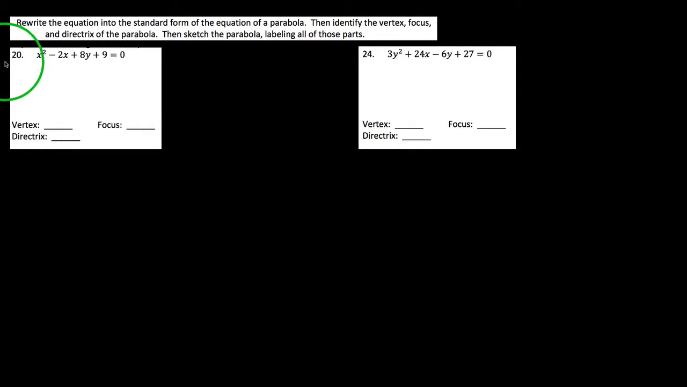Okay guys, in this video we're really going to be looking at determining, say, the vertex, focus, and directrix of a parabola, but the equation of the parabola is going to be handed to us in what we call general form of a conic section. And so with respect to general form, let's go ahead and revisit what we mean by general form.